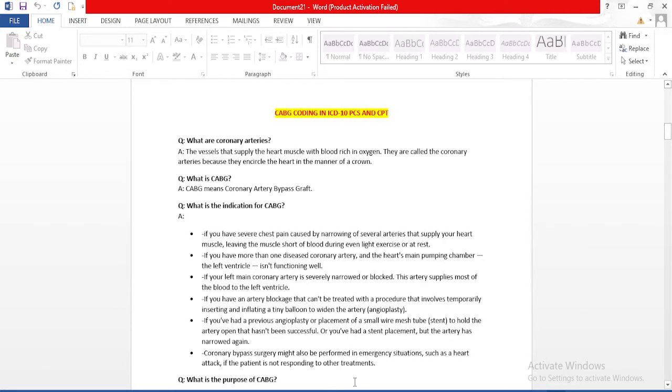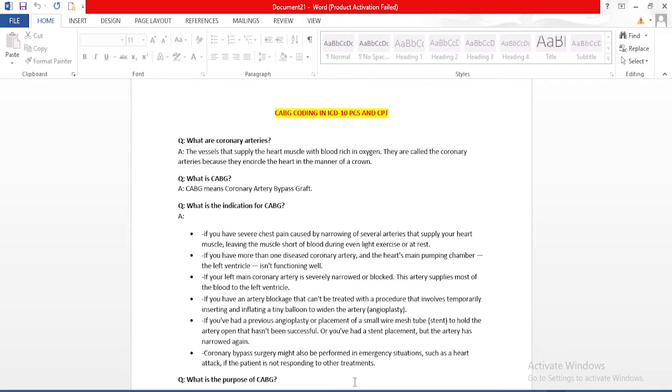So in today's topic, we are going to learn about CABG coding in ICD-10-PCS and CPT. Our first question is, what are coronary arteries? Whenever we are coding a procedure, we need to know the anatomy better. If you know the anatomy, we can code properly. So what are coronary arteries?